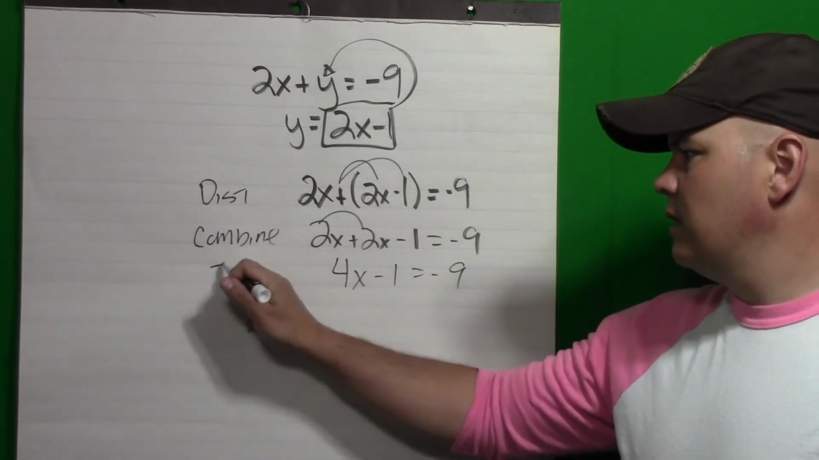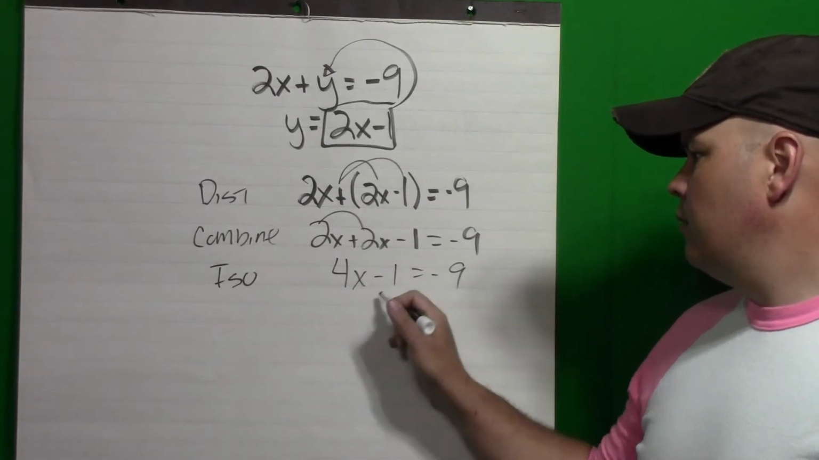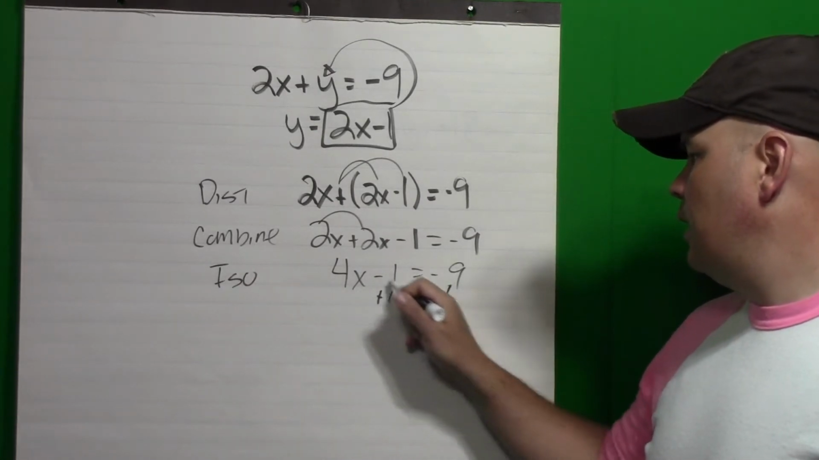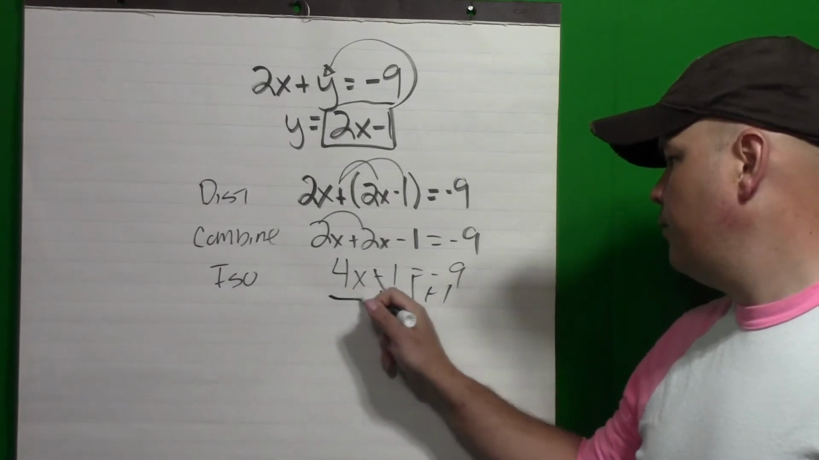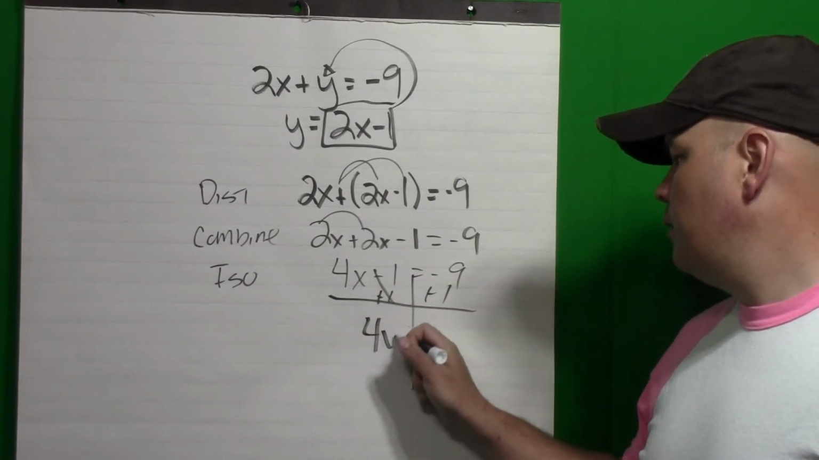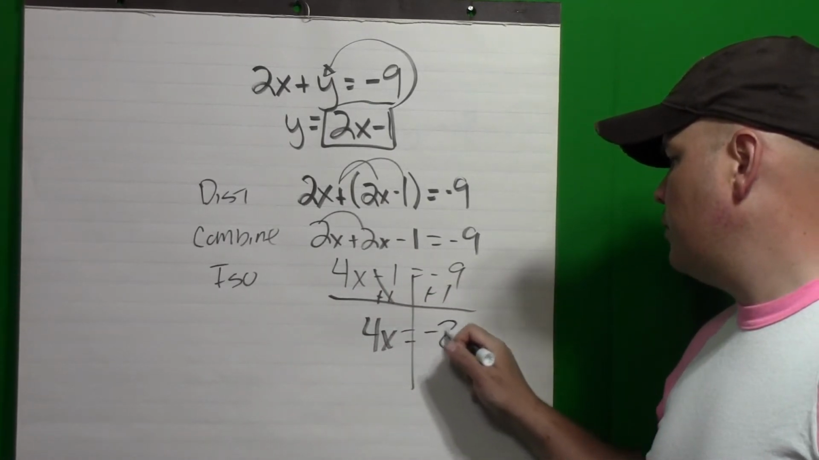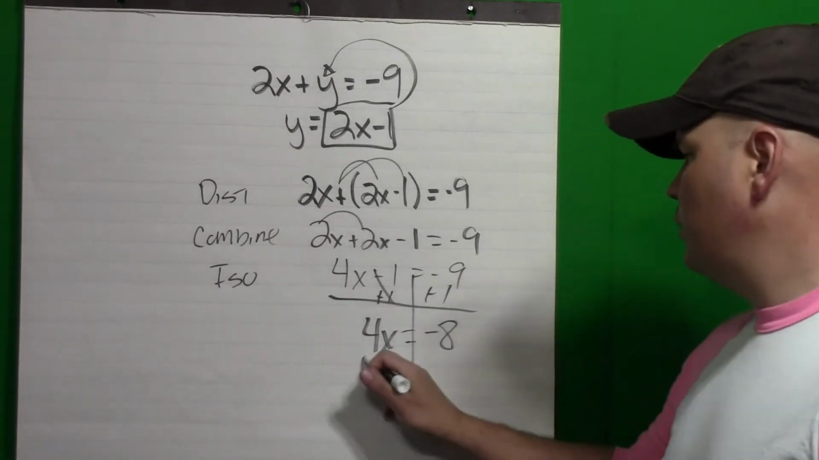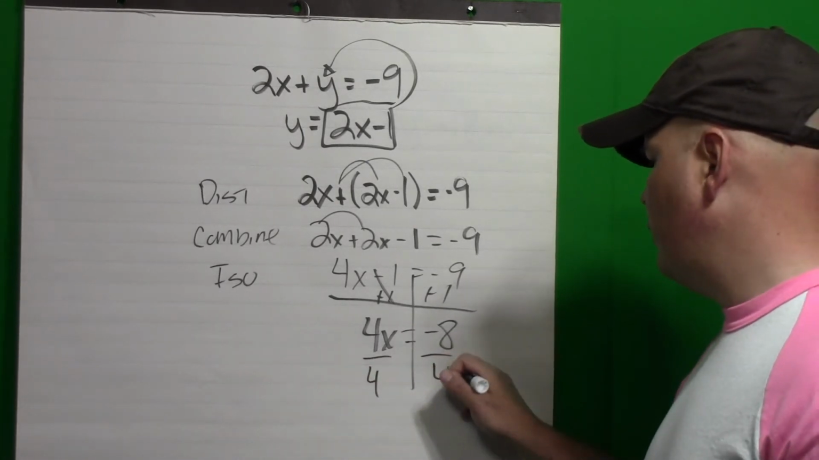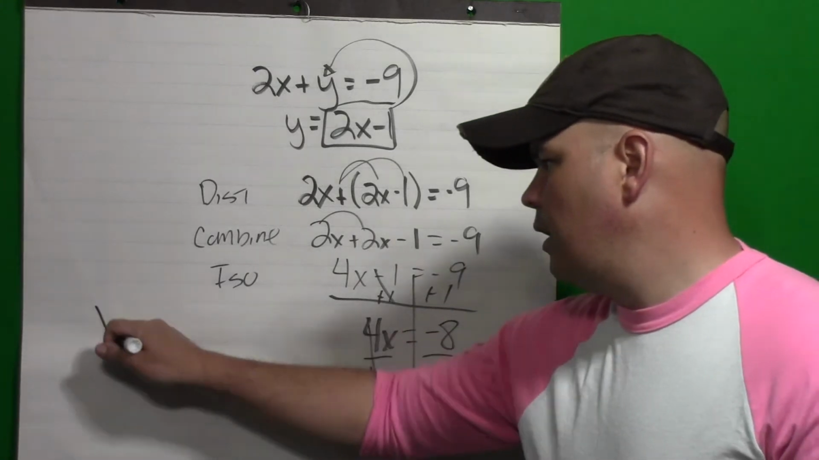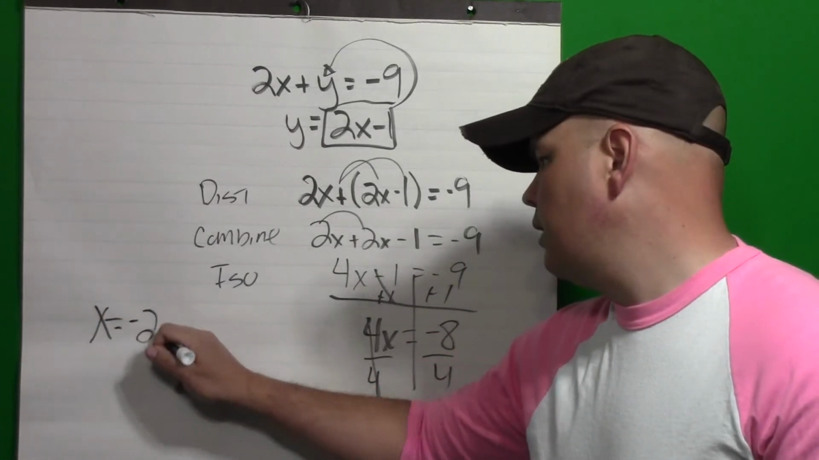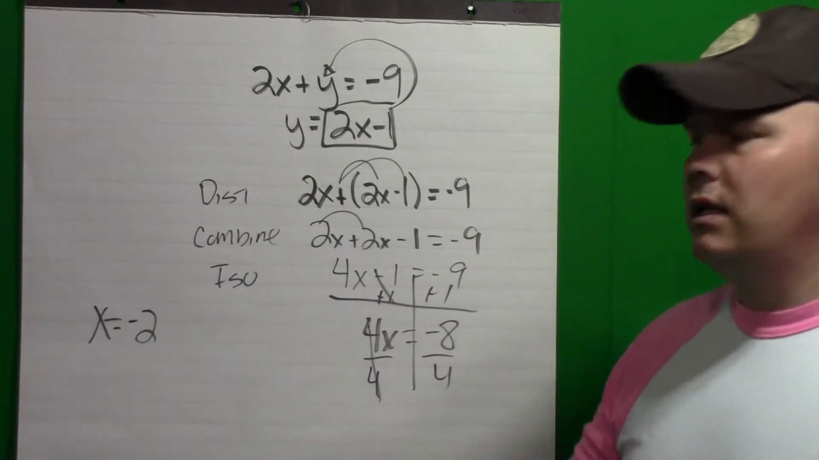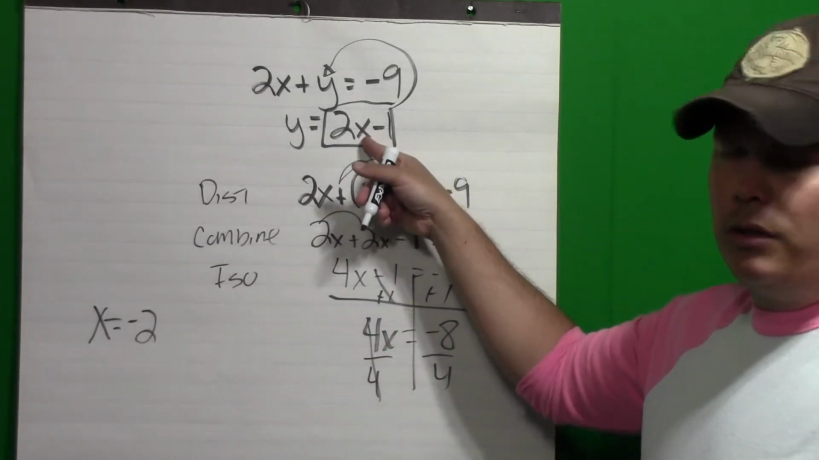I'm going to isolate. Okay, move that 1 to the other side. That cancels there. Okay, I'm going to divide to leave it all by itself, and I get x equals -2. But I'm not done yet. I still need to plug it into my original equation.